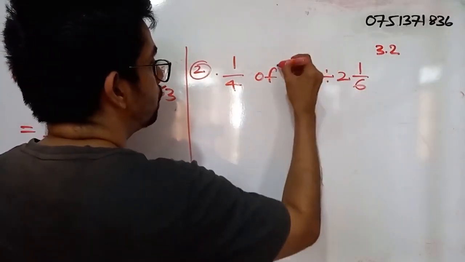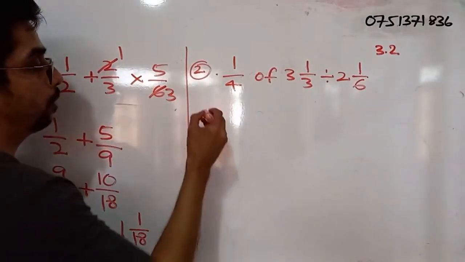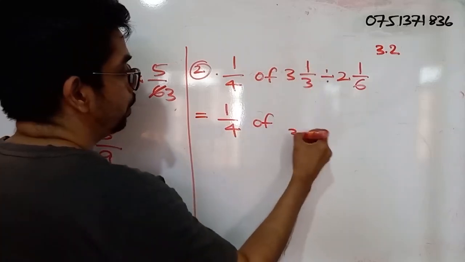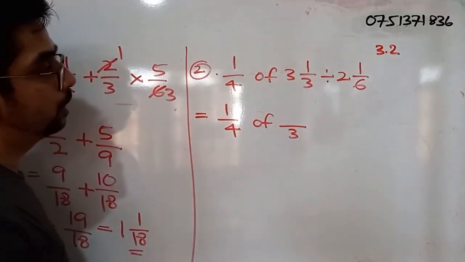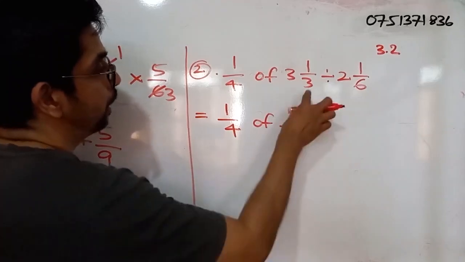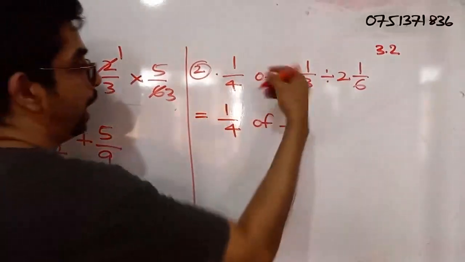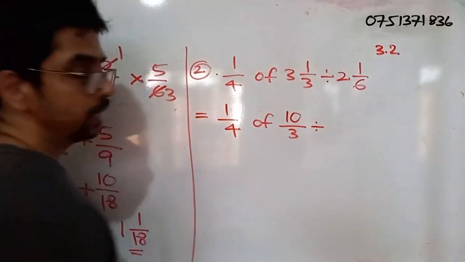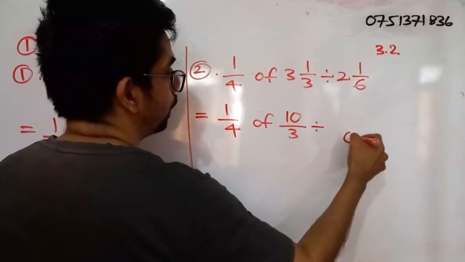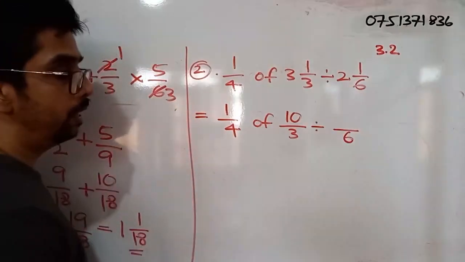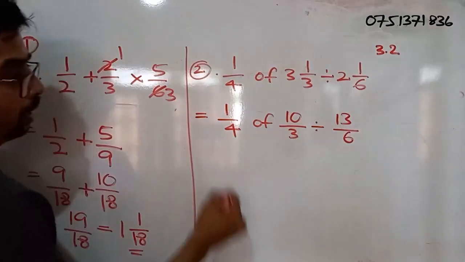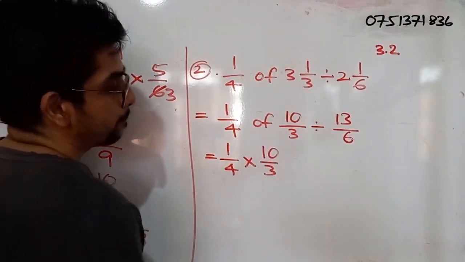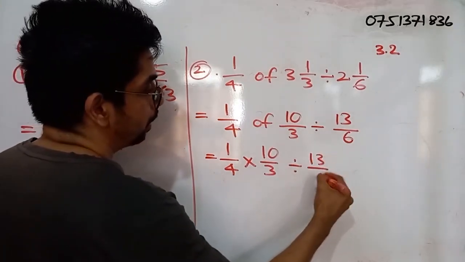And here we have to convert this mixed fraction into an improper fraction. So 1 by 4 of, here the denominator will be 3, and what will be the numerator? 3 times 3, that is 9, add a 1, it becomes a 10, right? And also we can convert this into an improper fraction also. So the denominator will be 6, 6 times 2, that is 12, add another 1, it becomes 13, right? So 1 by 4 into 10 by 3 divide by 13 by 6.